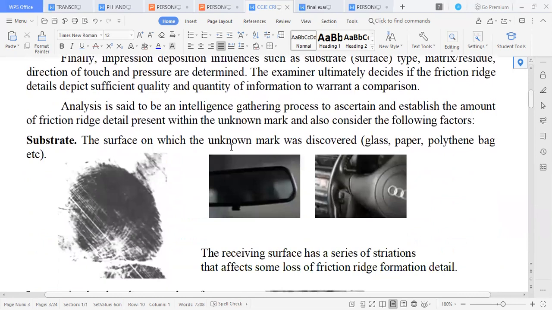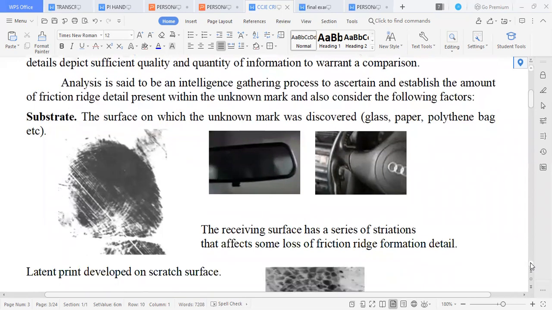Let us take a look at the substrate. When we talk about substrate, it is the surface on which the unknown mark was discovered. For example, the glass, the paper surface, or a polythene bag, and other kinds of surfaces. So what could then be the reason why this image has been produced? The surface might have scratches. So that is why it looks like this. Okay, so the surface or substrate affects the analysis, especially if it is not a good surface.